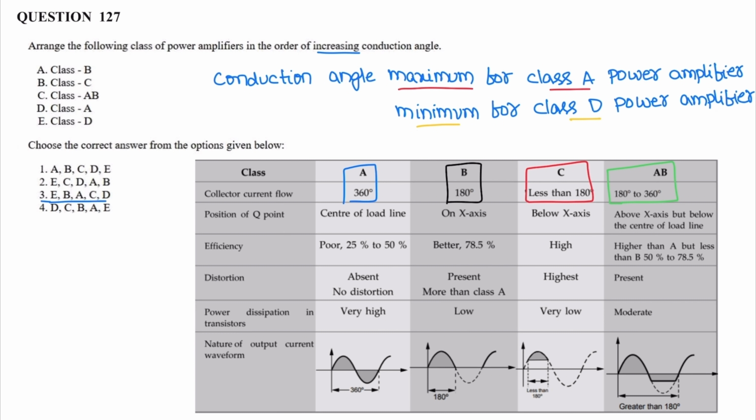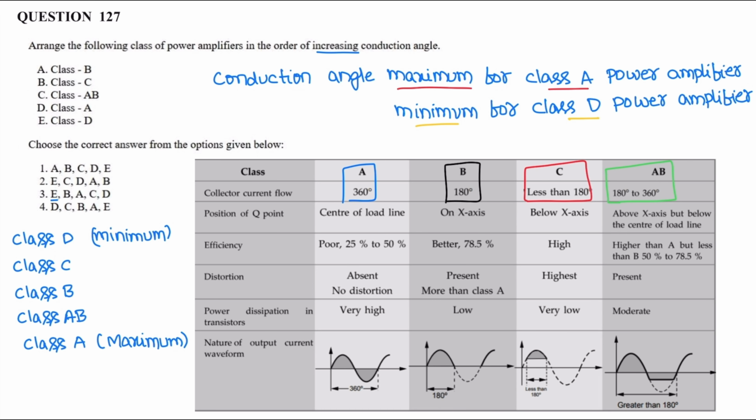So here, class A is maximum and class D is minimum. Class D is minimum, that is E, then class C, B, then class B, A, then class AB, C, then class A, it is D. The correct answer is E, B, A, C, D. Option 3.